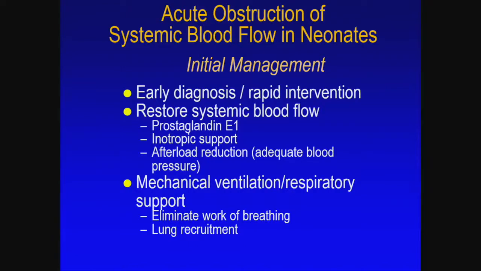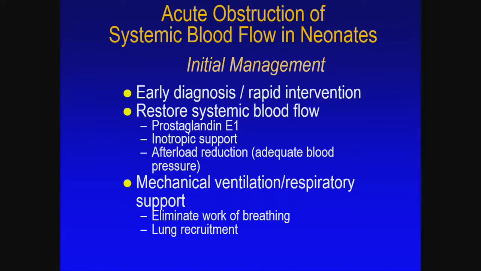Acute obstruction of systemic blood flow in neonates, how do you manage? Start prostaglandin, early diagnosis, rapid intervention, inotropic support if the blood pressure is too low. But remember, once you establish good blood pressure, you open the PDA, it is important to reduce the afterload and decrease the SVR, allowing the ventricle to contract.